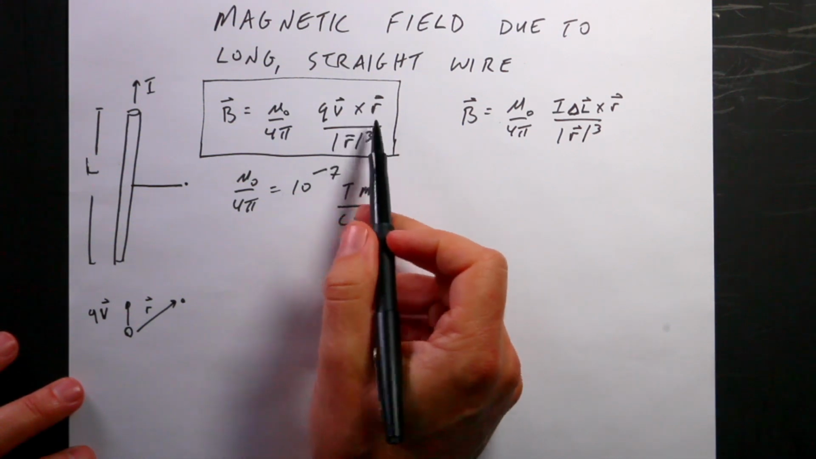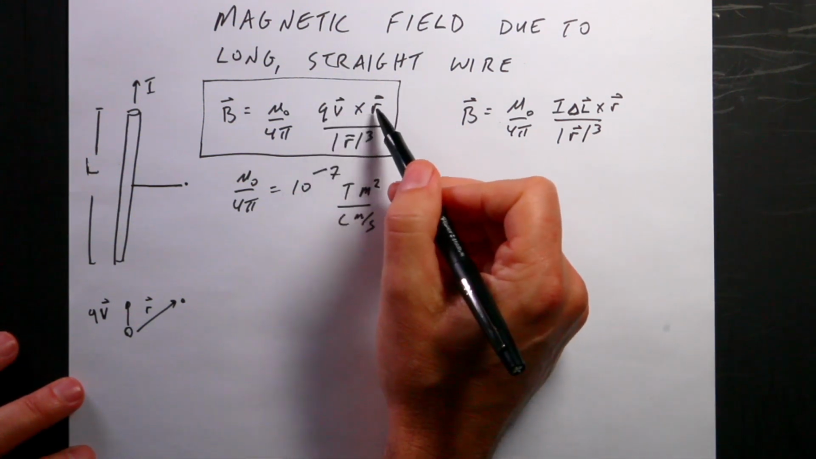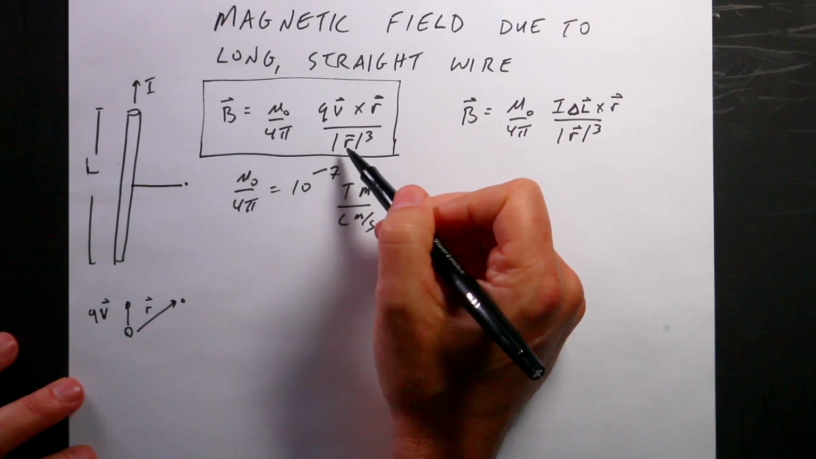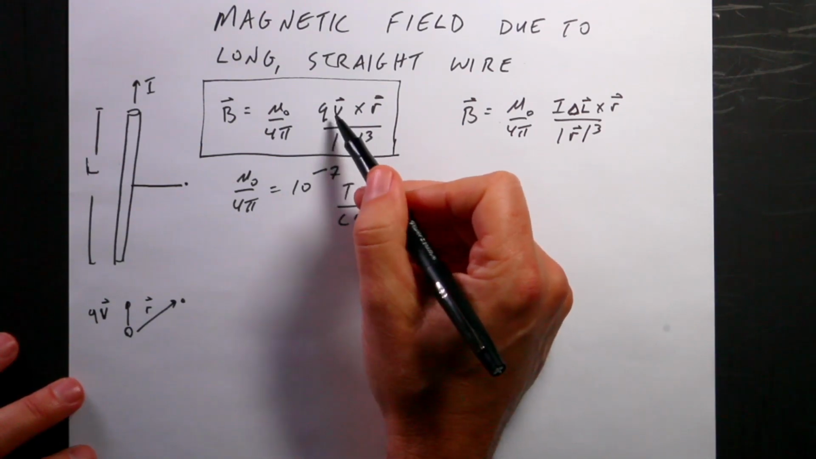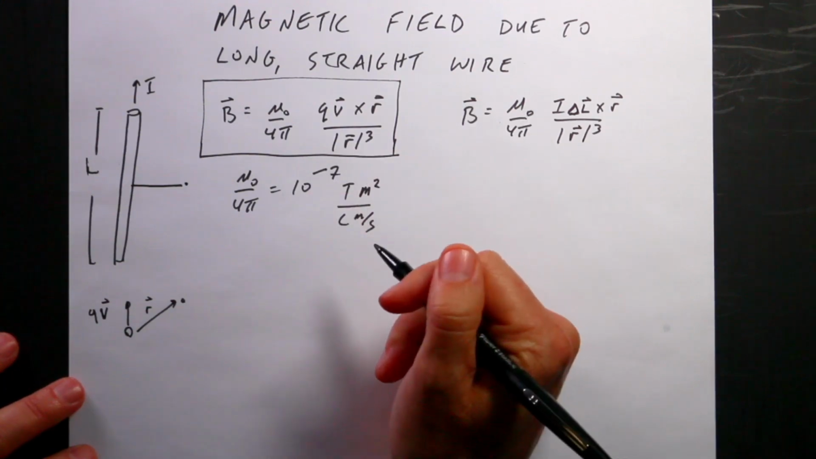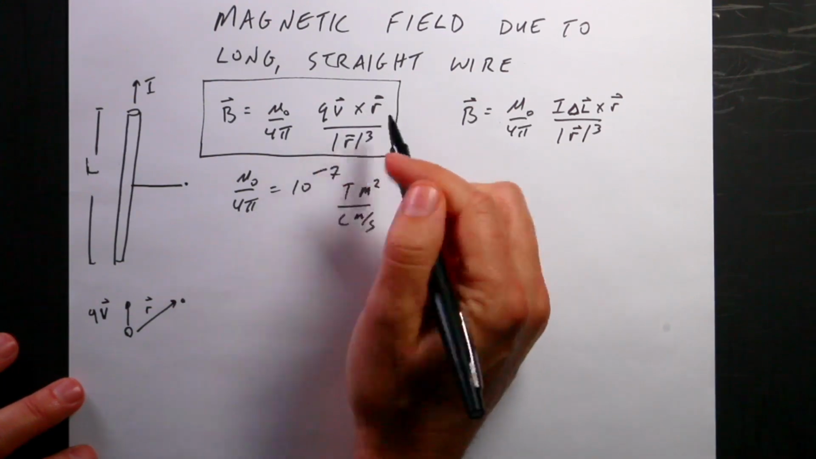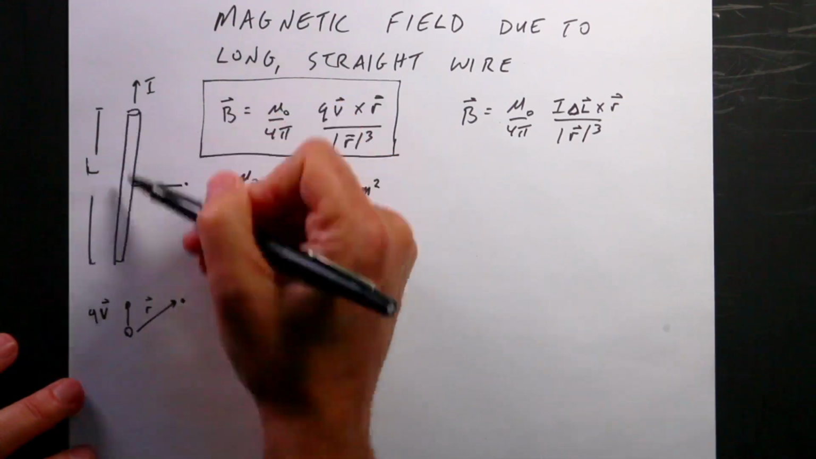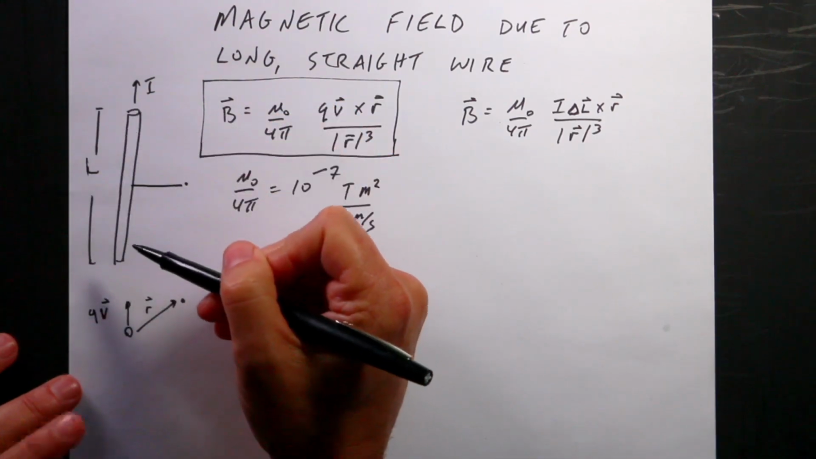There are actually two ways to do this. You could say QV cross R hat over R squared. That's totally legitimate. Or I like this one, QV cross R divided by R cubed. That way you don't have to find R hat. It ends up being the same thing. Now, if I take a long wire, I can't find the magnetic field for it directly. We're going to do that as a problem.